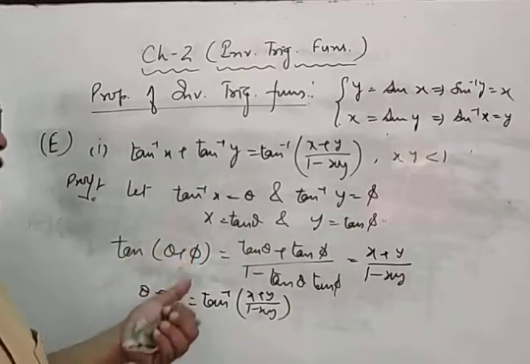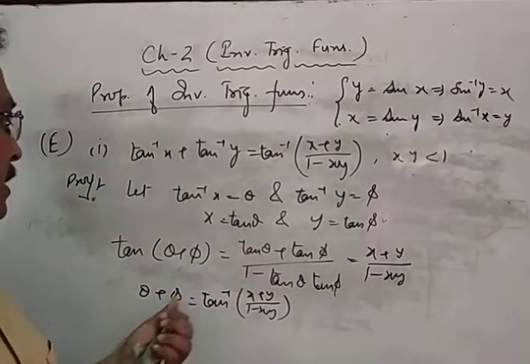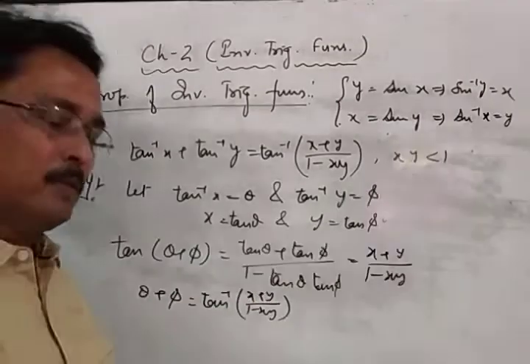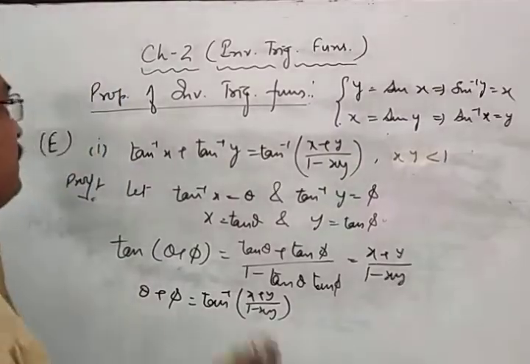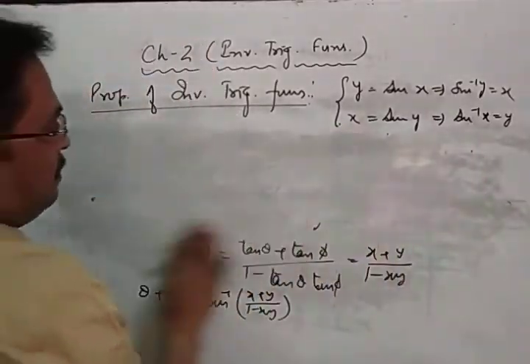Now put in place of theta tan inverse x and in place of phi tan inverse y, then tan inverse x plus tan inverse y is equal to tan inverse x plus y upon 1 minus xy. Clear? Now some other properties.